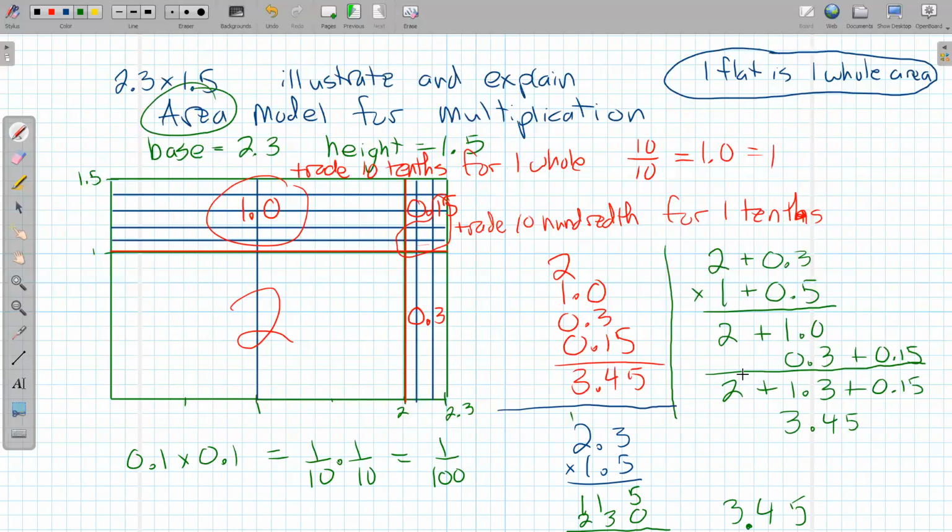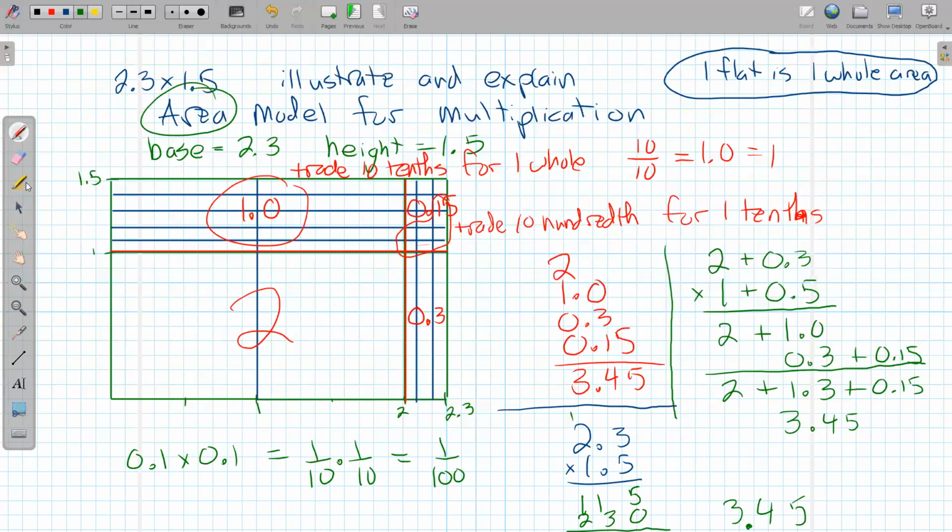So what I'm hoping is for each of the problems that I gave you in the activity, you're going to do a couple of things. You're going to, up front, for all of them, state multiplication is area, area is base times height, a flat is one whole area, and then you're going to show that area. And then from that area, you're going to pull the answer out, trading if necessary. And trading isn't always necessary. Here it was. Here I had to trade tenths for hundredths.